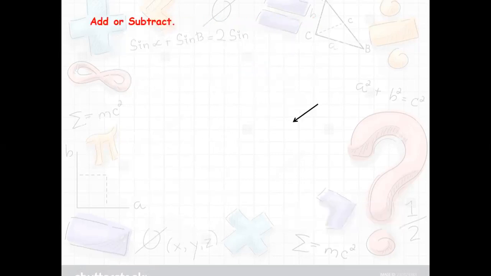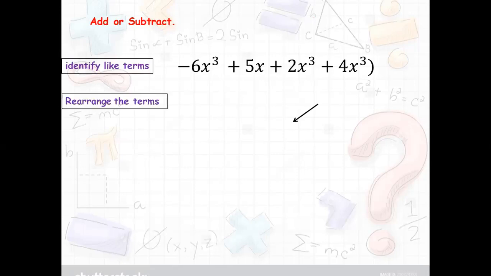Okay, so one more last question. Let me teach you how to do this one. So here, as usual, I have forgotten to put the parentheses here, or maybe there are no parentheses, I don't know. Okay, so this is the question. Minus 6x cubed plus 5x plus 2x cubed plus 4x cubed. Now this is for add or subtract. When they say add or subtract, it really depends on the question. All you need to do is arrange the terms, bring the like terms together.